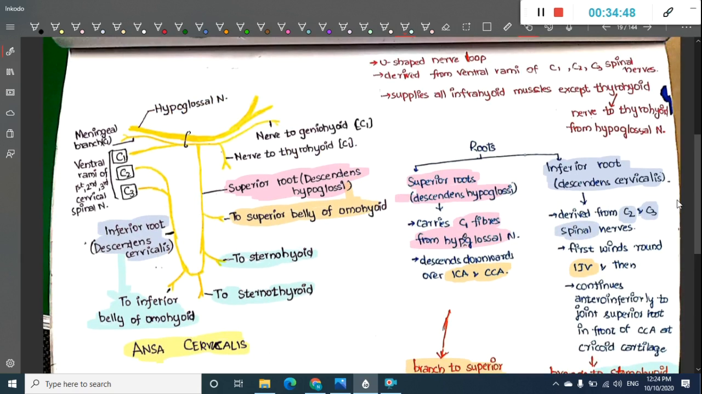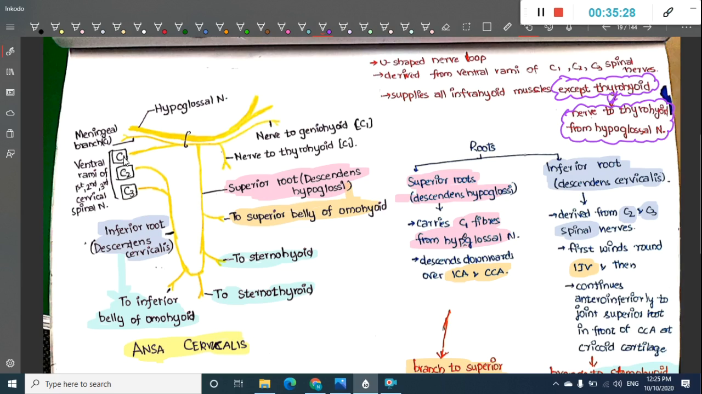So the ansa cervicalis is a U-shaped nerve loop which is derived from the ventral rami of C1, C2, C3. Okay, it supplies all the infrahyoid muscles. This exception is very important: except thyrohyoid. It supplies all the infrahyoid muscles except thyrohyoid, which is supplied by the nerve to thyrohyoid from the hypoglossal nerve. So we have C1 fibers through the hypoglossal nerve forming the superior root, which is called descendens hypoglossi, whereas C2 and C3 fibers combine together and form descendens cervicalis.